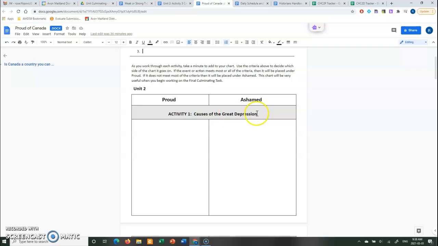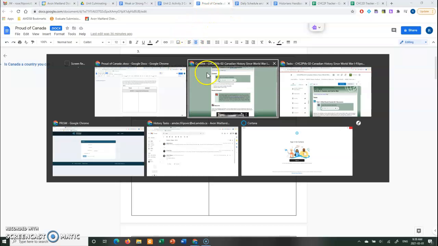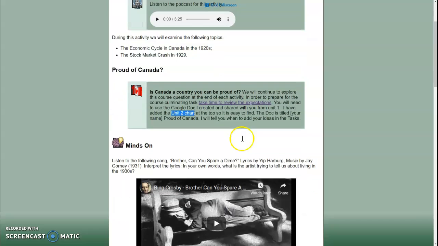So activity 1 is the causes of the Great Depression. And you're going to make some point form notes. And it doesn't have to be both, because maybe all of the things from this activity make you ashamed of what Canada did. You don't have to try to balance it in any way. So think of some things that you found in this unit, and then determine, do they make you proud or do they make you ashamed, and put some point form notes down in there. So that we'll be talking about more often and later on.